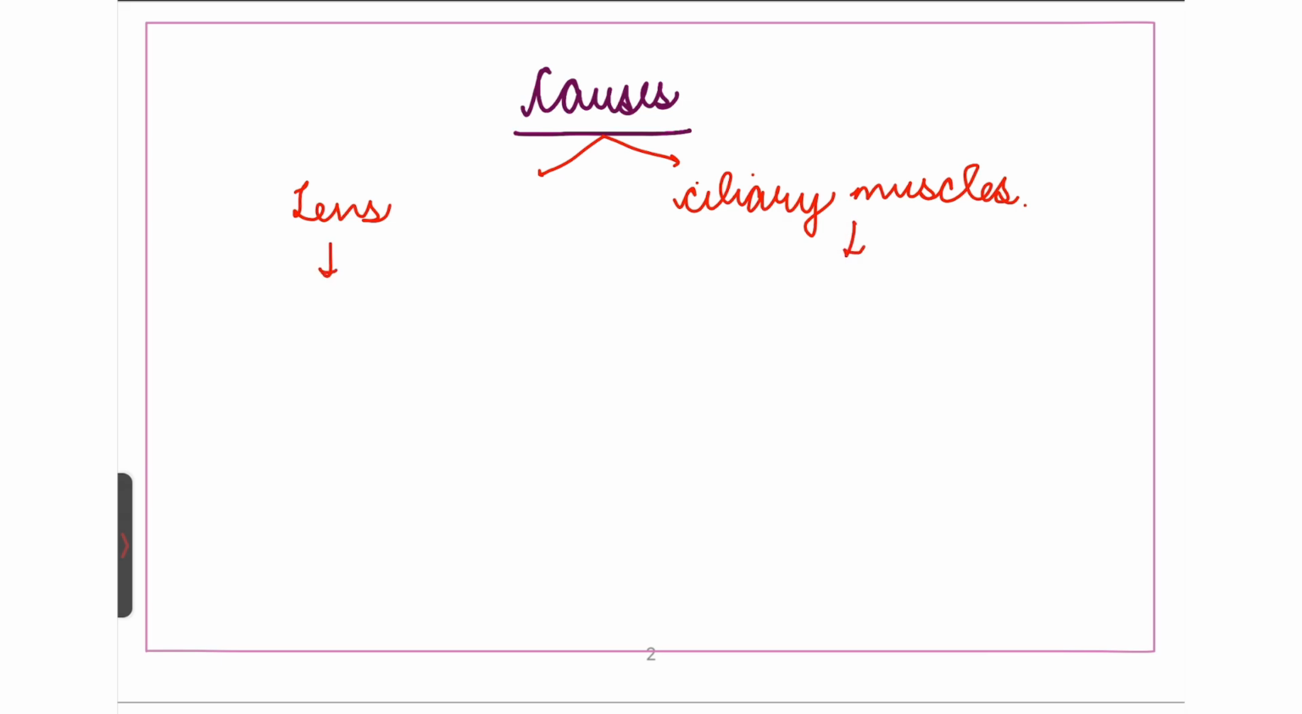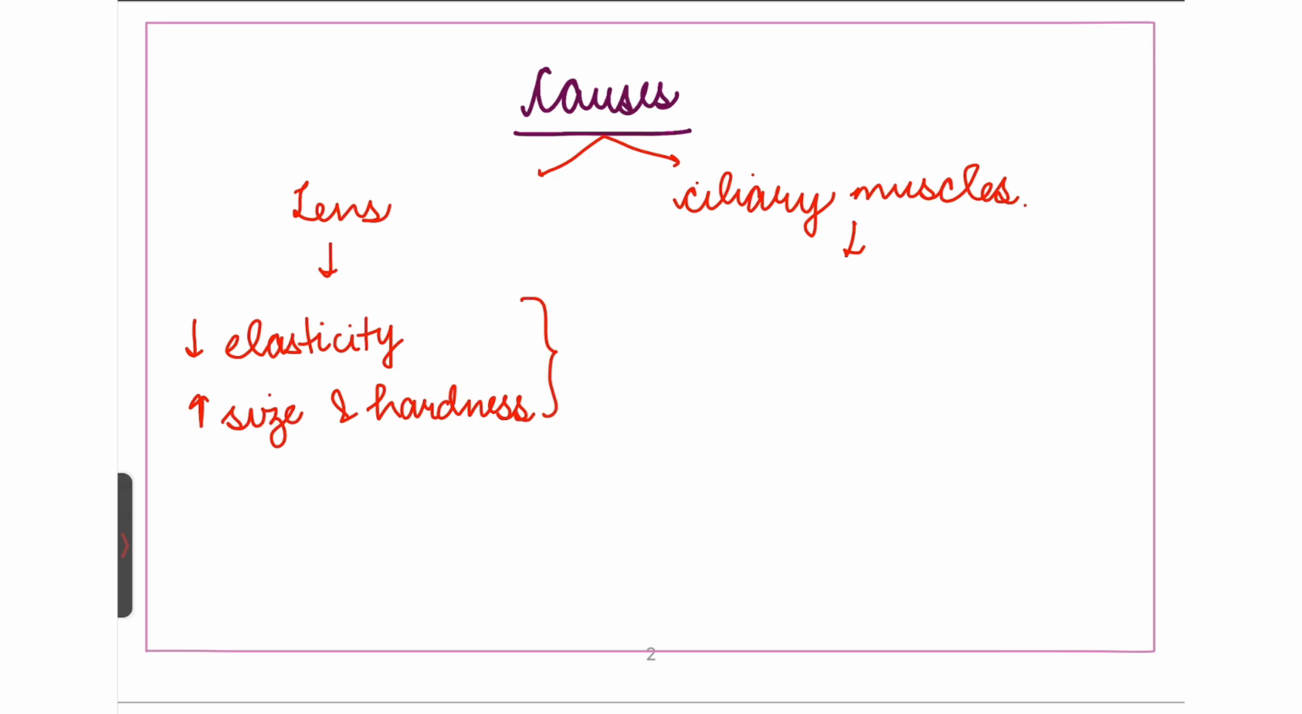What will happen to the lens is that there will be reduced elasticity of the lens capsule and there will be progressive increase in size and hardness. That is, sclerosis can take place of the lens substance. Both of these make the lens less moldable. And then ciliary muscles will also see an age-related decline in ciliary muscle power. So the power reduces.